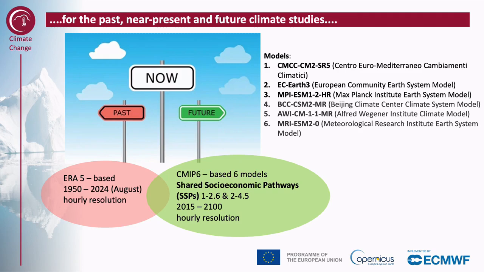Past climate indicators will be based on the ERA5 analysis from ECMWF, covering the years from 1950 to August 2024 at hourly resolution. Future climate indicators are based on 6 models from the CMIP6 project, whose names are reported in the list on the right. 2 shared socioeconomic pathways will be considered, the SSP1 2.6 and the SSP2 4.5. The climate projection models cover the years between 2015 and the end of the century at hourly resolution.